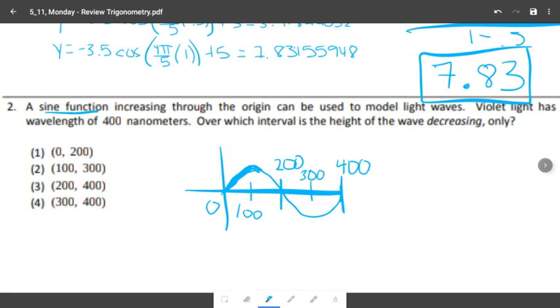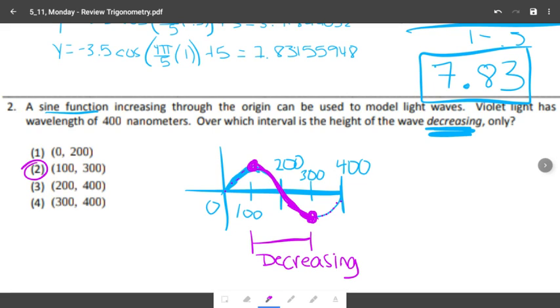So over which interval is the height of the wave decreasing? So we're going up, up, up, up, up. We hit the spot up at the top here, this maximum. And then my graph starts going down. I'm decreasing, decreasing until I get to the 300. And then it starts going up again. So we are decreasing from 100 to 300. So answer choice 2.